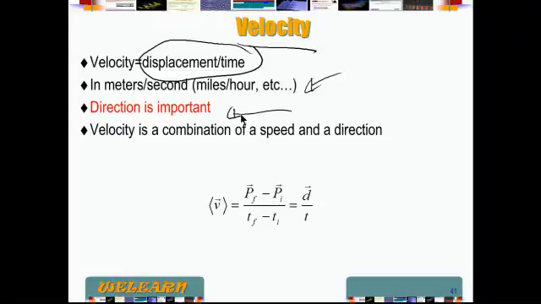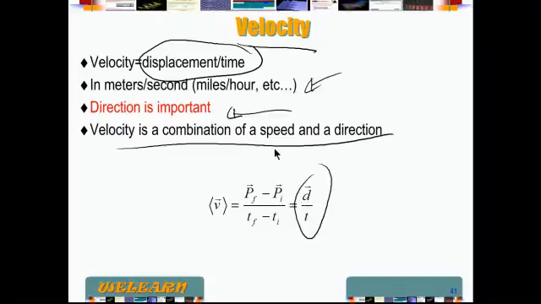When you get, God forbid, stopped by a highway patrolman, they don't really give you a speeding ticket. They give you a velocity ticket. Because when they give you the ticket, they give you the speed and the direction. So even in traffic tickets, they don't call it the right name, but it is velocity that's being used. Now, again, velocity is a combination of a speed and direction. It is displacement over time.